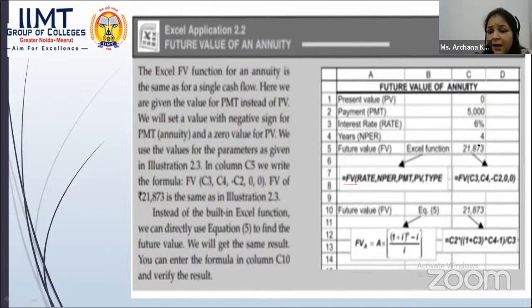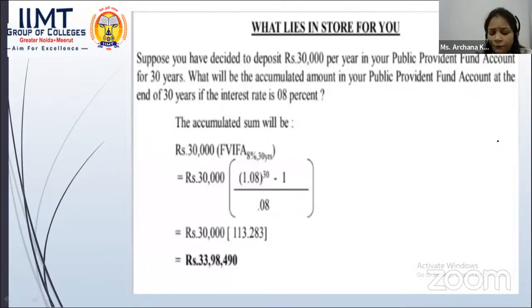In column number 3, we have the interest rate, C4. In C4, we have the number of years, minus C2. Minus C2 means the investment you are making annually, rupees 5,000. And PV is 0, type is 0. After putting all these figures, once you press enter, you will get the value 21873. So we have done with the future value of lump sum and future value of annuity.